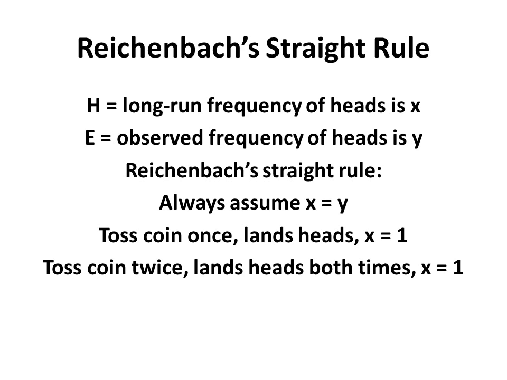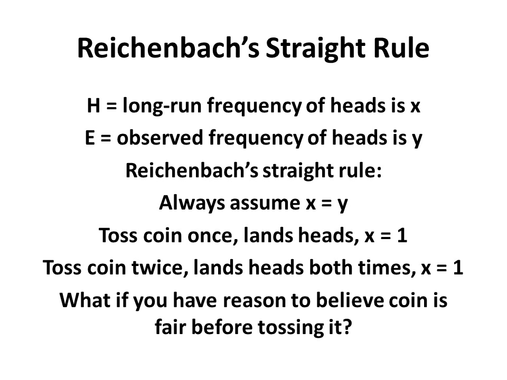100% of observed tosses come up heads. So this seems pretty lousy. There's no way in Reichenbach's straight rule to incorporate information like the following. What if I have some reason to believe that the coin is fair before I toss it? How does that figure in? Reichenbach's straight rule has nowhere to plug that in. There's no room in the equation to plug in this value of background information.